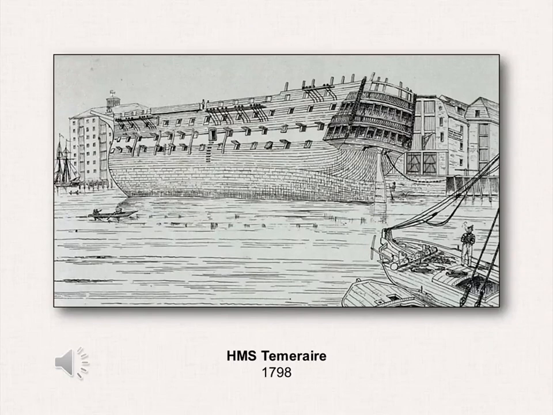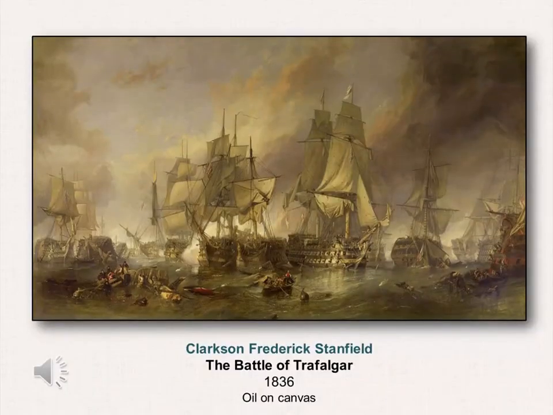The ship in this picture is called Her Majesty's Ship Temeraire. It was built in 1798. She played a distinguished role in the Battle of Trafalgar. Clarkson Frederick Stanfield was regarded as the greatest marine artist of his day.